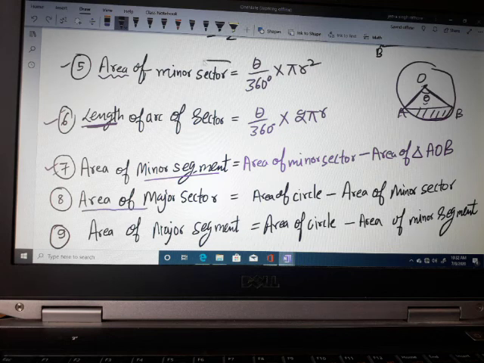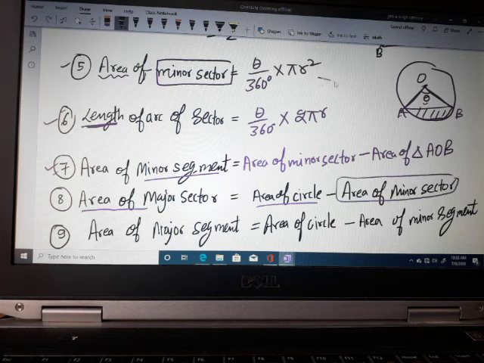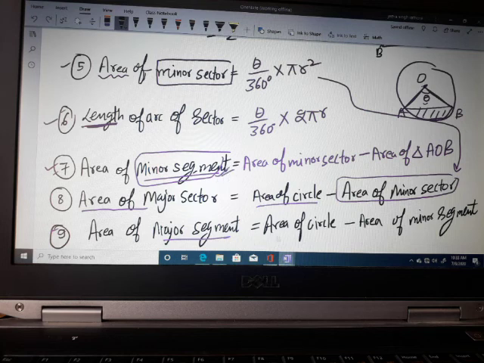Next, area of major sector, easily you can find out. You have already found the area of minor sector, so you have to subtract. Area of major sector is given by area of circle minus area of minor sector from this formula. Next, area of major segment is equal to area of circle minus area of minor segment; you will find area of minor segment from here. What will you get as the answer? You have to put the value here.